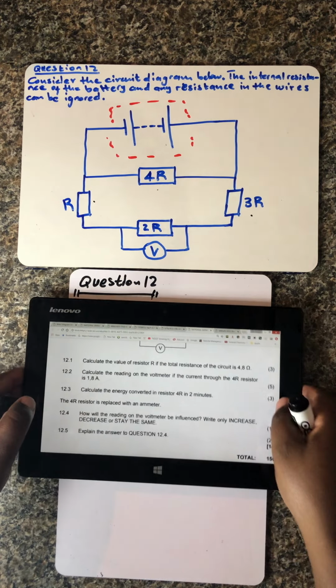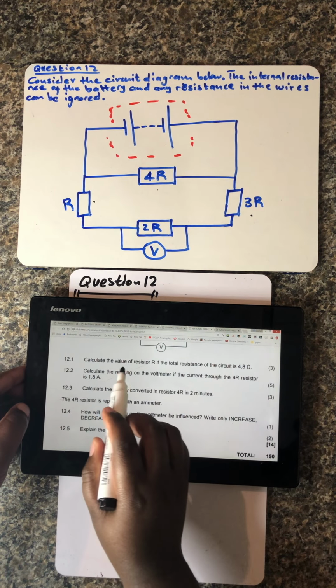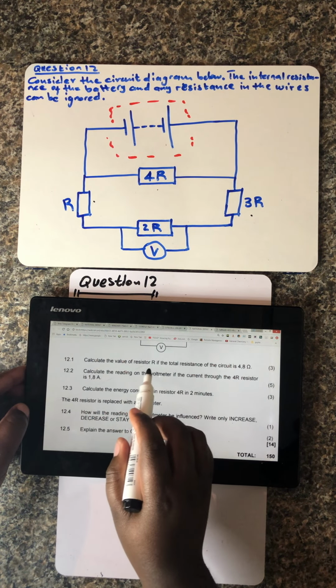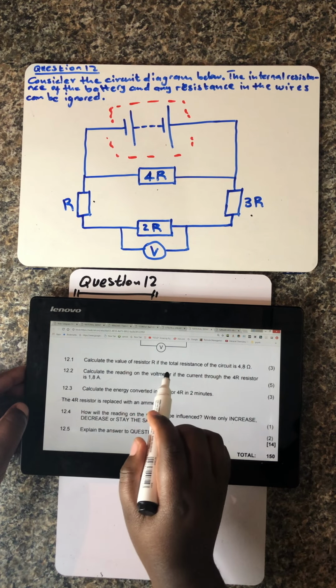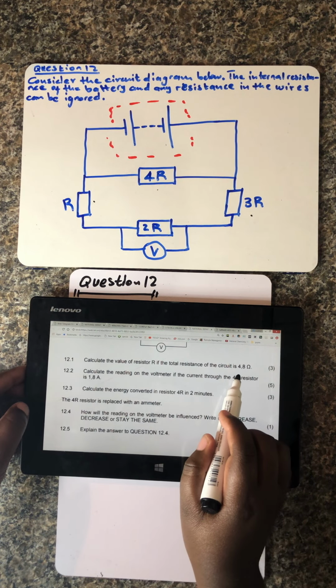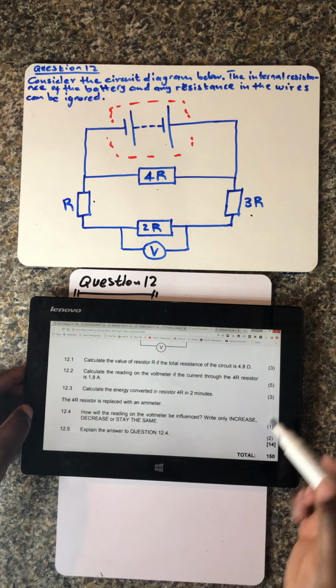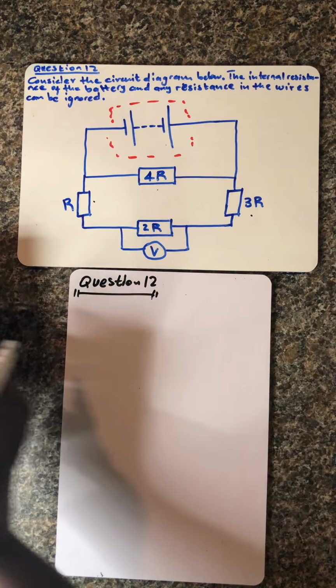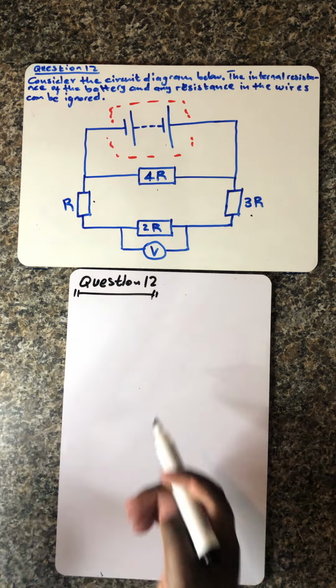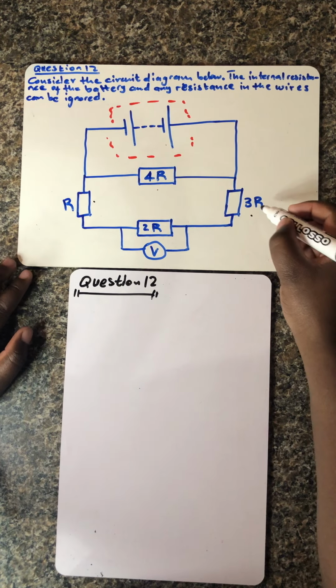Okay, so I hope you've understood the question. They say calculate the value of the resistor R if the total resistance of the circuit is 4.8 ohms, and the question is allocated 3 marks. So ladies and gentlemen, what they want you to calculate is that R.